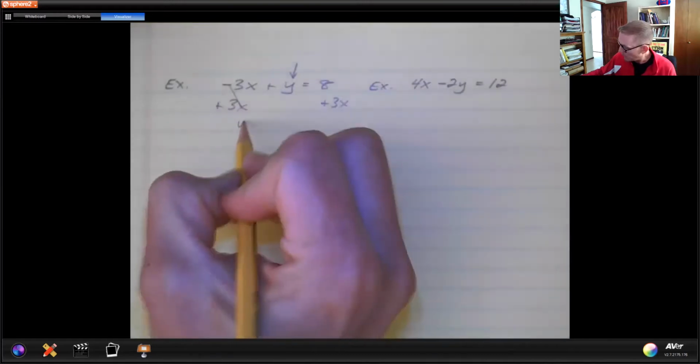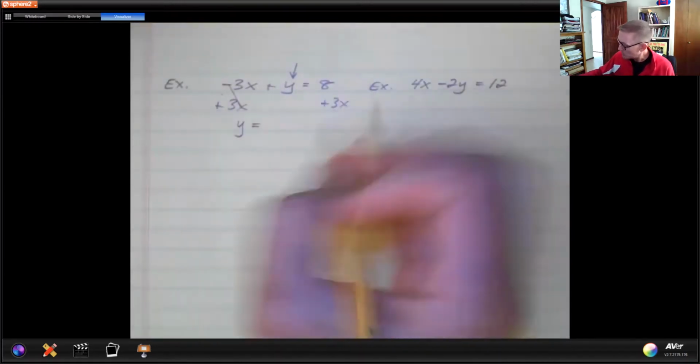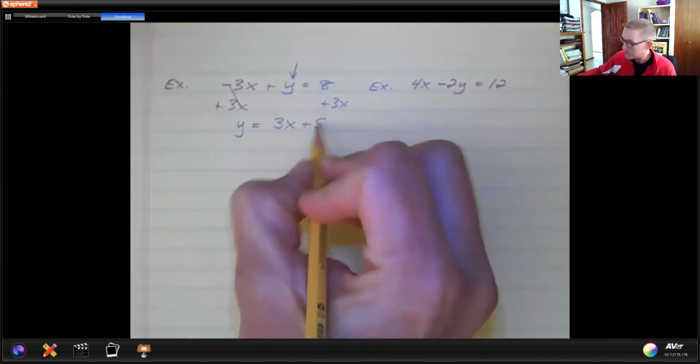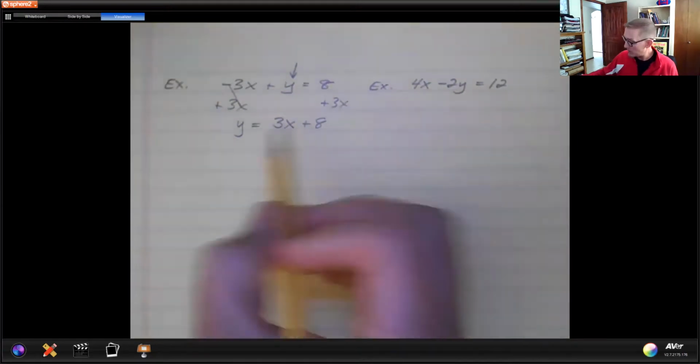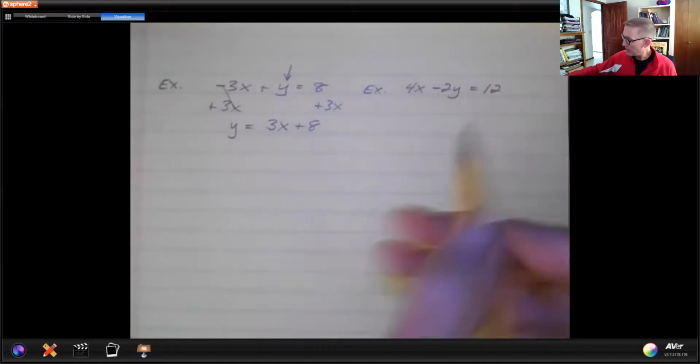I'm going to bring down the y equals, and then remember, I want the x term to be first, so I'm going to put plus 3x first, and then have the positive 8 after. And this is your answer because y is alone, and I have 3x plus 8 on the other side of the equals. Let's take a look at example number 2.